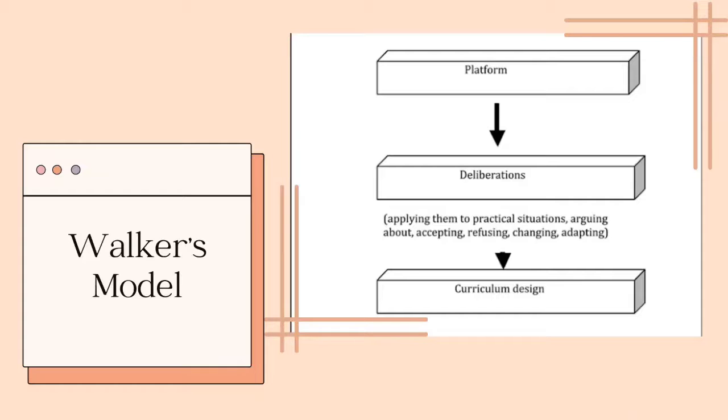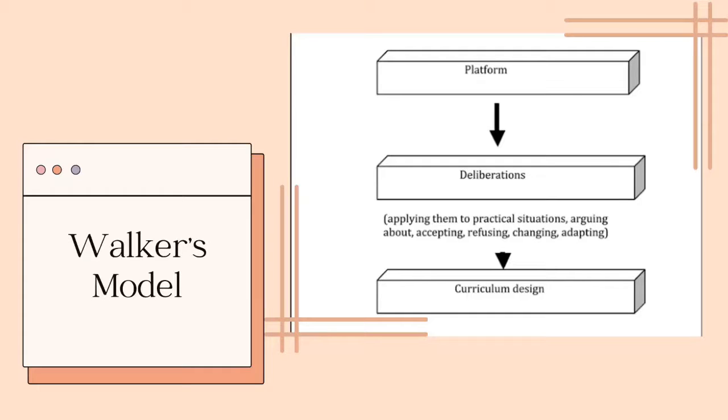The first part, we have the platform phase. Walker suggested that curriculum workers bring with them their individual beliefs, knowledge, and values. They have their own ideas about how to do their tasks and they are prepared to discuss and argue about them. This phase is similar to the idea of Print 1993 of a curriculum presage.